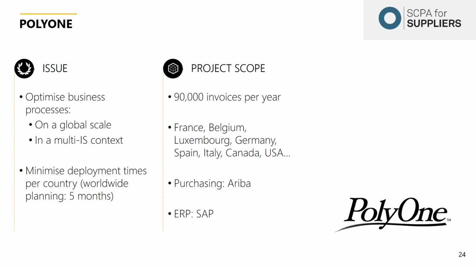So, PolyOne, they are a large multinational manufacturer. They have SAP at their back end that they use for their system. They do all their procurement through Ariba. They have a number of different operations and manufacturing sites across Europe, North America, and out into the Far East as well. The processing, it's actually a little bit more than 90,000, but let's say, for sake of argument, 90,000 invoices a year into that. And they have a continual rollout of new sites that they're looking at.